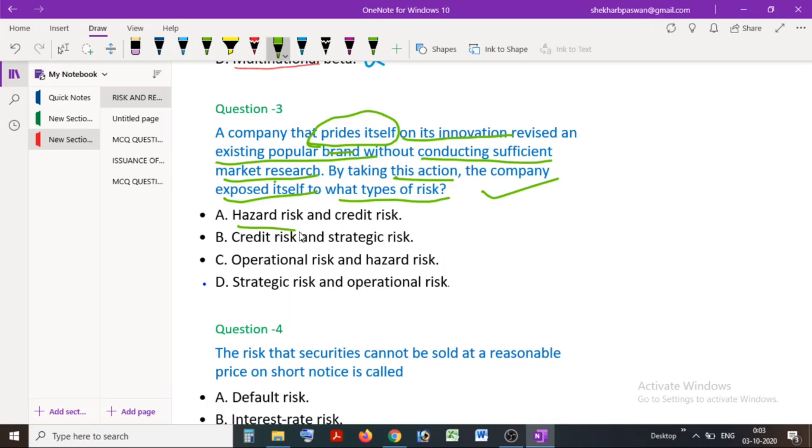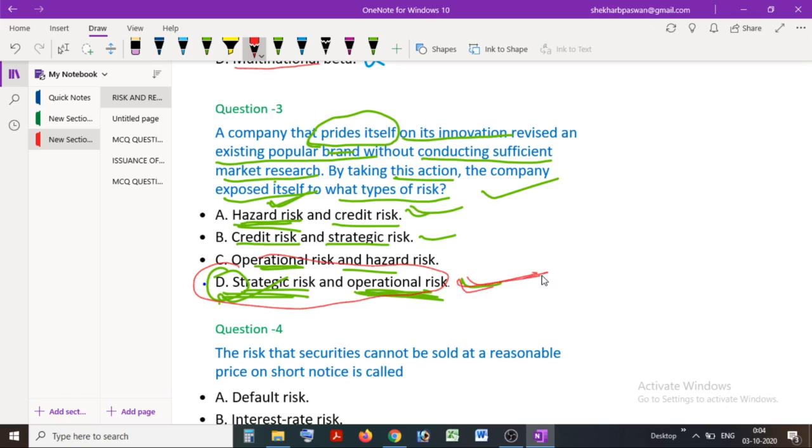The options are hazard risk and credit risk: no, hazard risk no, and credit risk no, there is no default of credit. Hazard is some sort of hazardous risk. Then credit risk is not it. Strategic risk is there, and operational risk is there too. D is strategic risk and operational risk. Seeing this, we can find that there is some strategic error, the strategy was not good, and it is related to operations as well. So D is the correct answer.